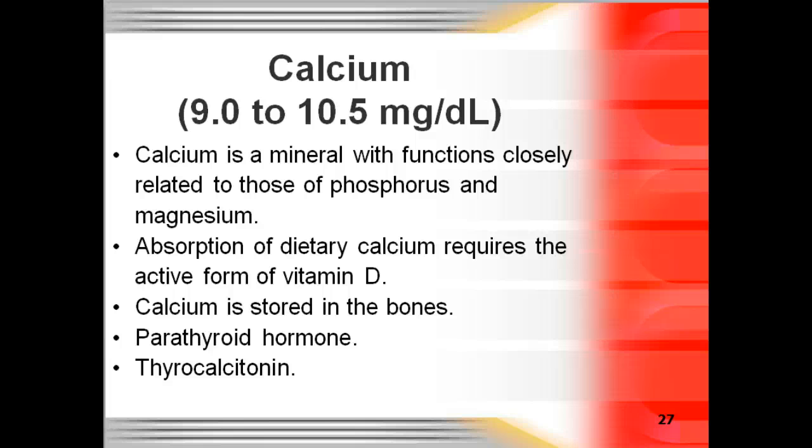Okay, the next electrolyte would be calcium. The normal range is 9 to 10.5 milligrams per deciliter. Calcium serves as a mineral with functions closely related to those of phosphorus and magnesium, and people always talk about calcium and phosphorus and magnesium together. Absorbing dietary calcium requires the active form of vitamin D, and calcium is stored in the bones. Calcium also works with the parathyroid hormone and the thyroid hormone calcitonin. So it has those distinct functions as far as calcium is concerned.